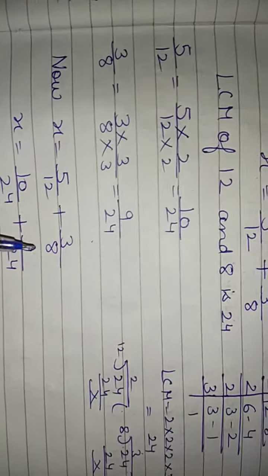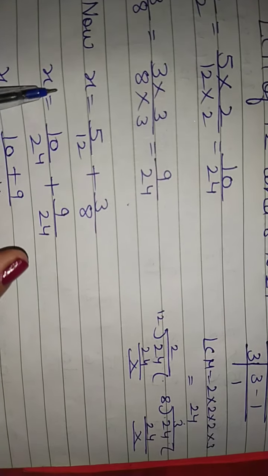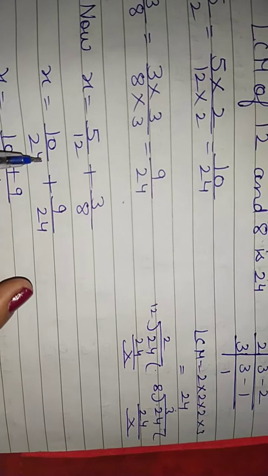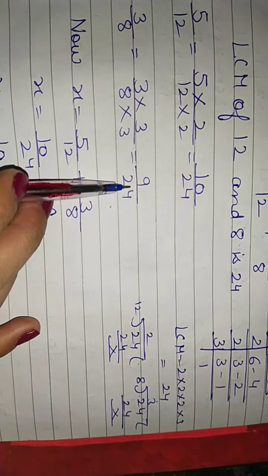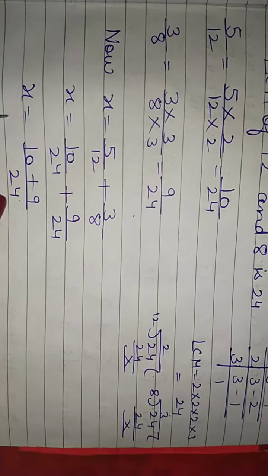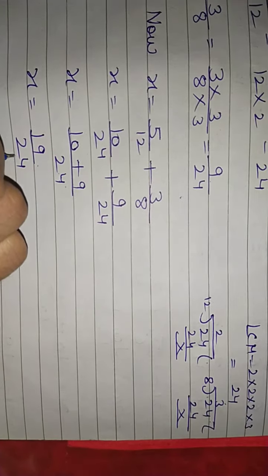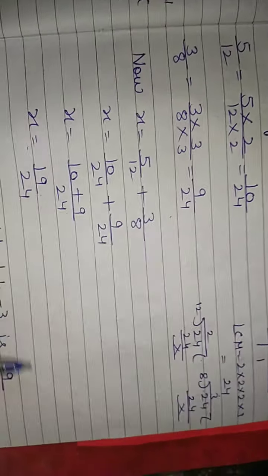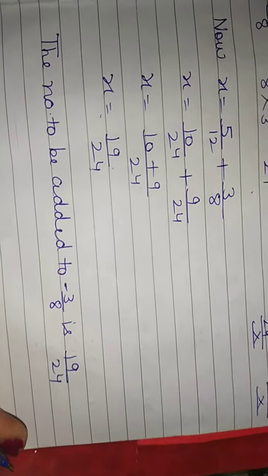Now putting these values, x is equal to 5 by 12 plus 3 by 8. x is equal to 5 by 12, which is 10 by 24, plus the value of 3 by 8, which is 9 by 24. As the denominators are the same, we will write it as it is. x is equal to 10 plus 9 upon 24. 10 plus 9 is 19 upon 24, the value of x. So the number to be added to the given number is 19 by 24.